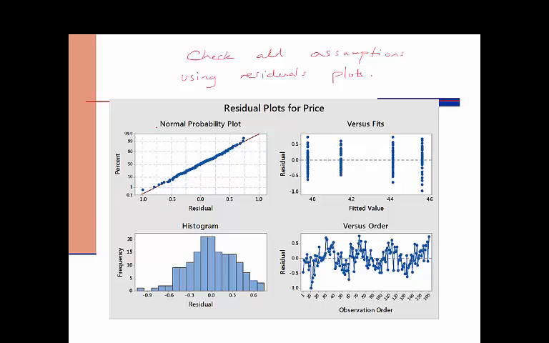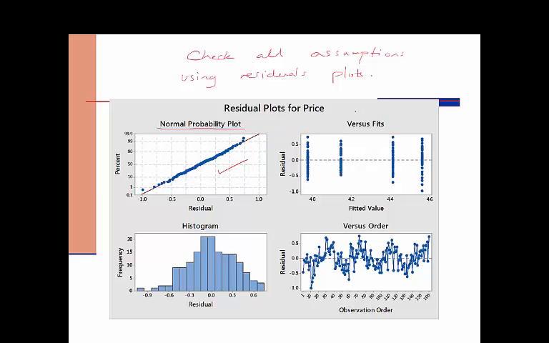Okay, so first thing, you're checking for normal distribution. So this is a normal probability plot, also called a quantile plot. If the dots are along the line, like we talked about before, it is normally distributed. So this looks good. All right, so we have normality.